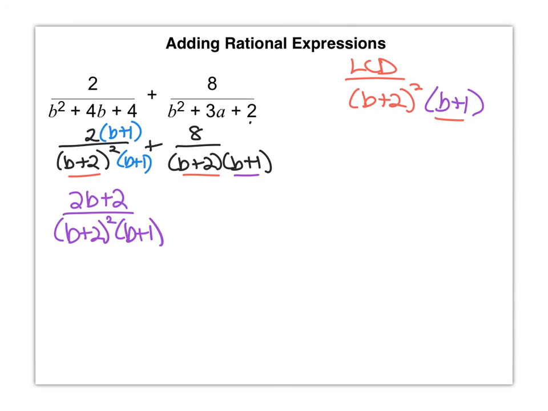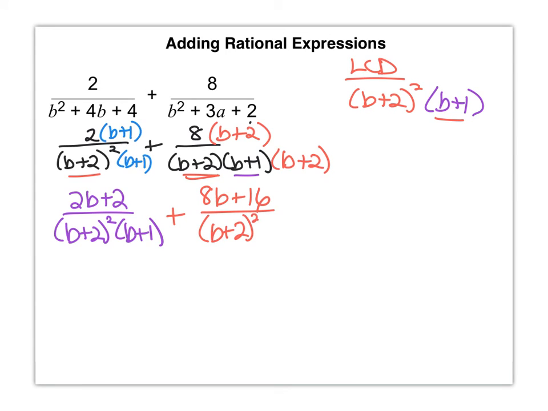The second denominator is missing a b plus 2. So because the LCD is b plus 2 quantity to the second power, we need to multiply by another b plus 2 in the denominator as well as the numerator. Now when we multiply the numerator, we can distribute the 8 to get 8b plus 16 in the numerator over that common denominator of b plus 2 quantity squared times b plus 1.